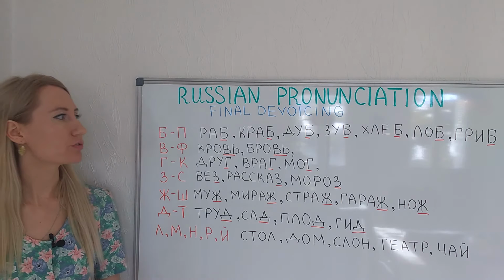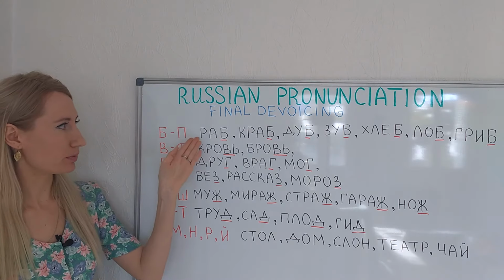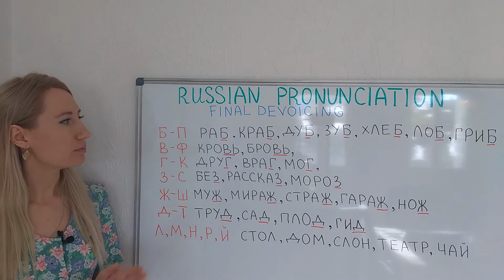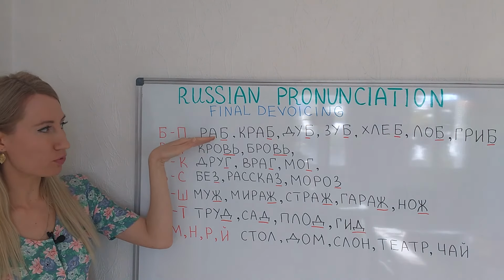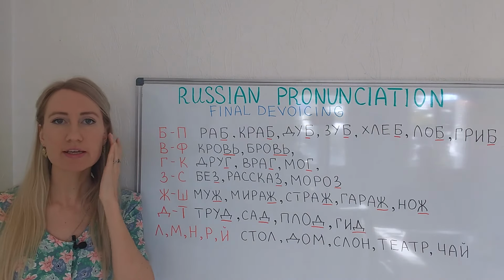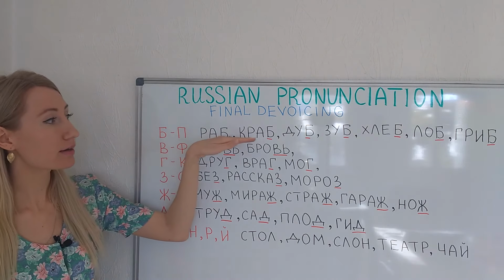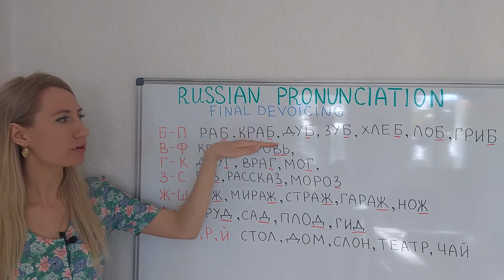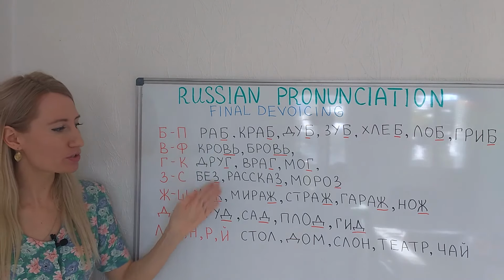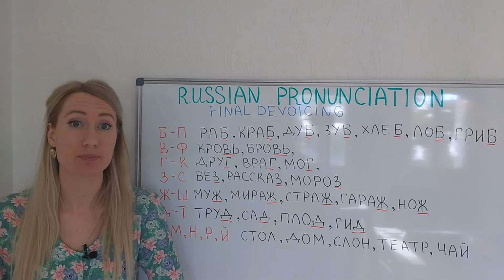Okay, and how do Russian children know what to write in the end of each word if they pronounce it like, for example, rap and not rab? Well, they try to put the word rab in plural, and they will hear this b letter. Look, рабы, рабы, крабы, крабы, дубы, зубы. You see, and they do it with every word to know which consonant to write.